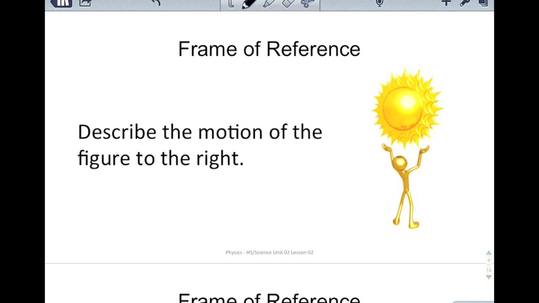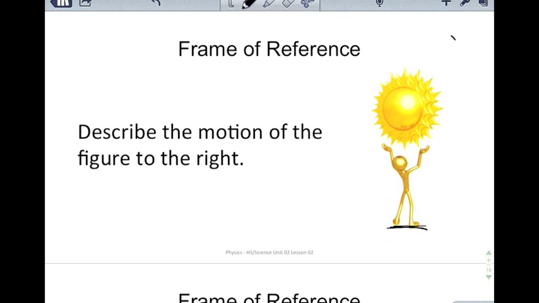Now, it's not always just one object. A lot of times objects are moving relative to each other. So if we were to take a look at the motion of the figure on the right and just describe his motion, he's clearly standing still. But that's because he's standing still on Earth just like you are.